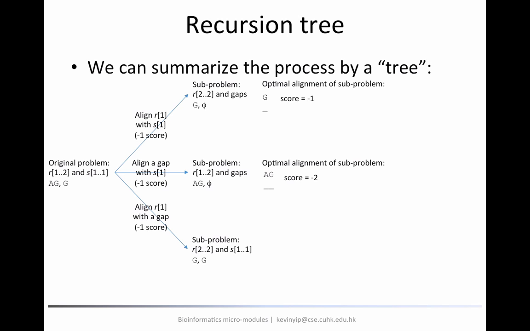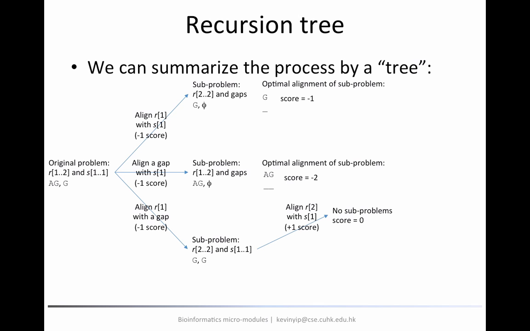In the third possibility, we align R1 with a gap. Again, it is an indel, so there will be a score of -1. And then we come up with a new subproblem, which is to align R[2...2] with S[1...1]. For a computer, this is actually not obvious, because there are still three possibilities.